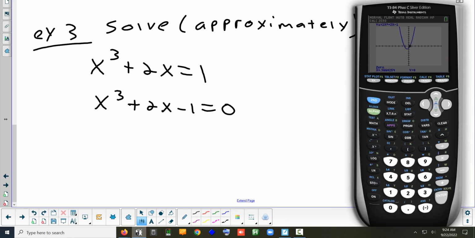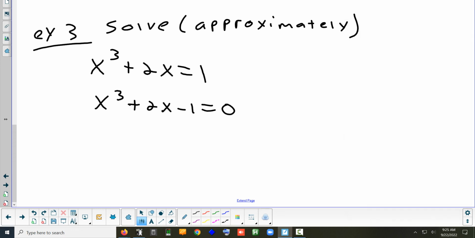Now, this is a cubic. This is like the first one we did. How many times did that first one cross the x-axis? Max? 3 times. Cubics generally look, well, there's a couple ways they can look.